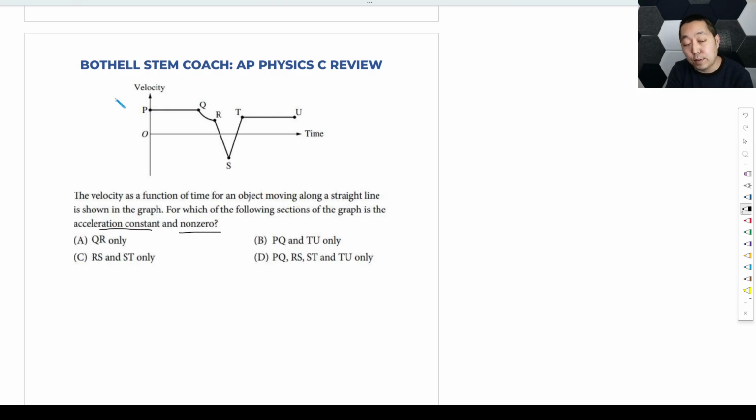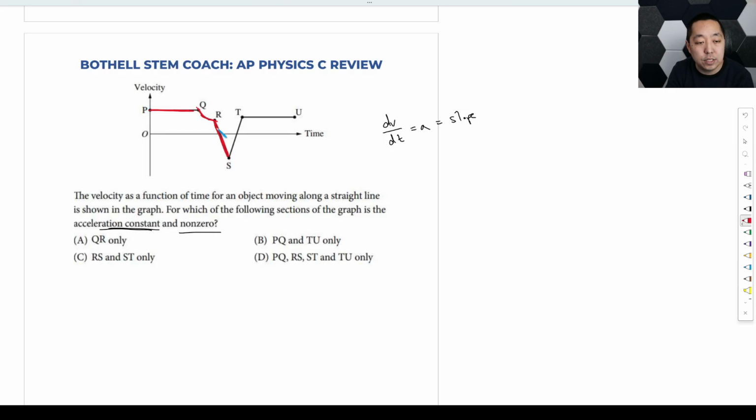Well, we have a velocity versus time. The derivative of the velocity is the acceleration, which is the slope of the tangent line. So when is the slope of the tangent line constant and non-zero? Not here, because that's constant but 0. Here, the slopes are changing, so not constant.